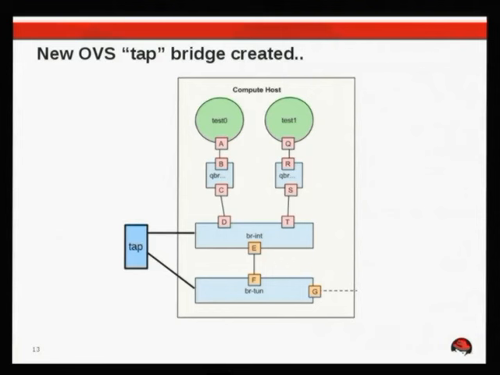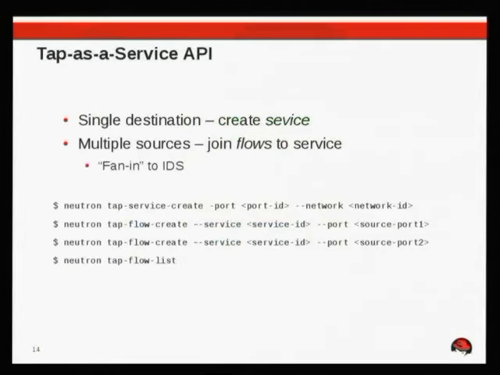Let's say you have tried this. You've downloaded it. What you'll see is a new bridge is created called the tap bridge. It's another blue rectangle in the diagram, and it's connected to the integration bridge and also the tunnel bridge. Because the nice thing is that you can have multiple OpenStack nodes, and one can tap into another node. The API looks like this.